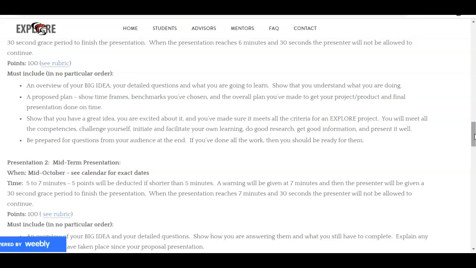They need to show they're excited about their idea, that they are meeting all their criteria for an Explore project, that they're facilitating their own learning, they're challenging themselves to do something new, they're going to do good research. They need to be telling you all that stuff. Then they need to be prepared for questions from your audience at the end. Those shouldn't be hard, and those are not included in the time.